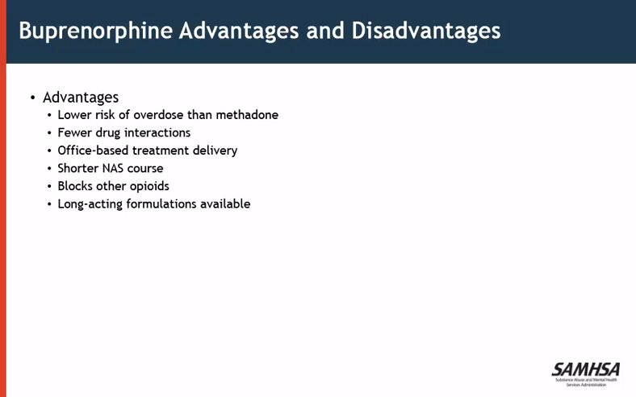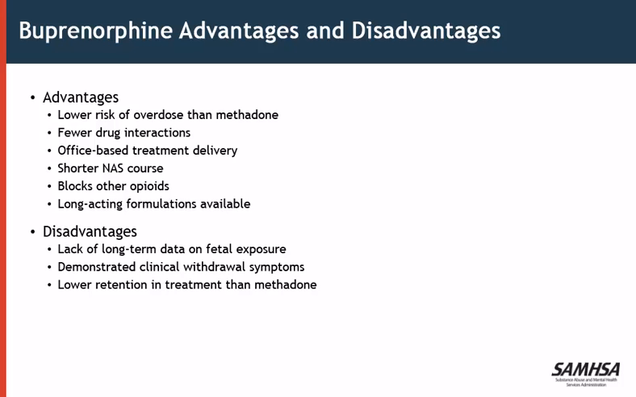As with methadone, buprenorphine has advantages and disadvantages. For example, it has a lower risk of overdose and fewer interactions with other medications. Getting stabilized on a therapeutic dose is quicker and may be accomplished in an outpatient setting, but retention in treatment is lower than with methadone. Buprenorphine during pregnancy results in a shorter course of neonatal abstinence syndrome, but there is little longer-term data on fetal exposure to buprenorphine.